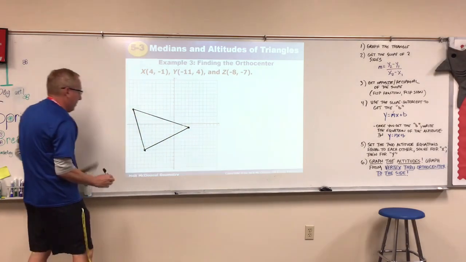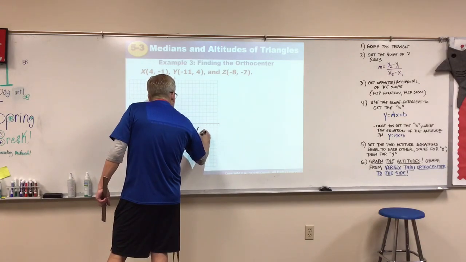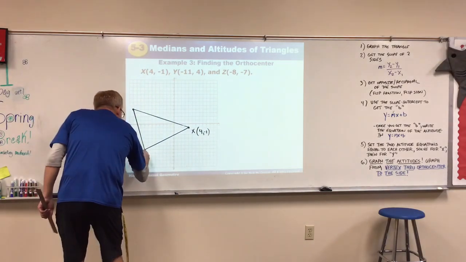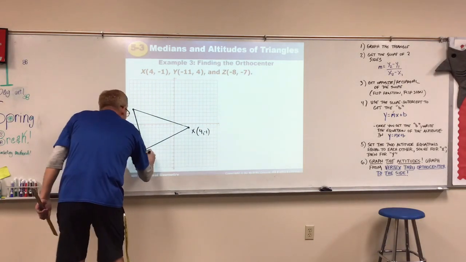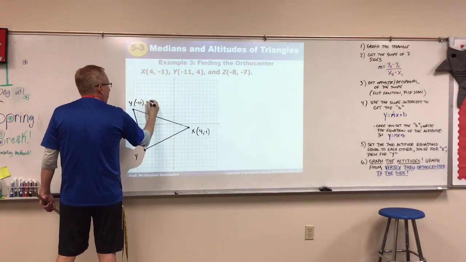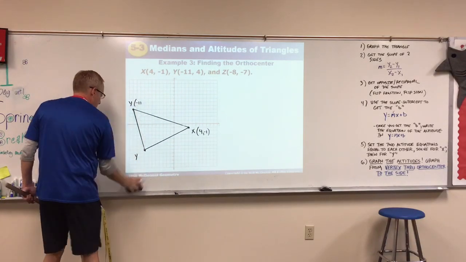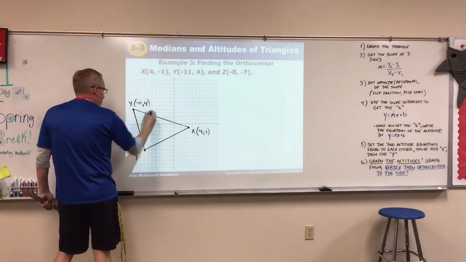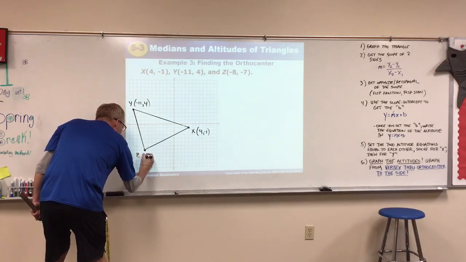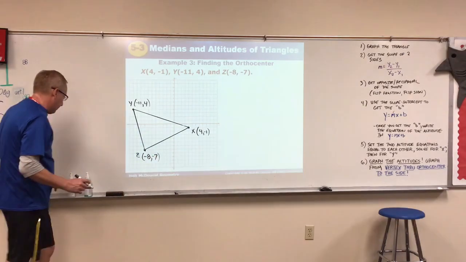All right, and then of course I'm going to label this. This is my X, which is 4, -1. This is my Y, which is -11 and 4. Sorry. -11, 4, and this is Z, which is -8, -7. All right.